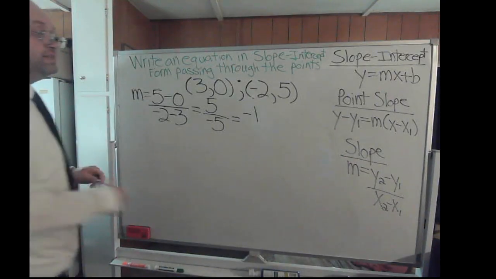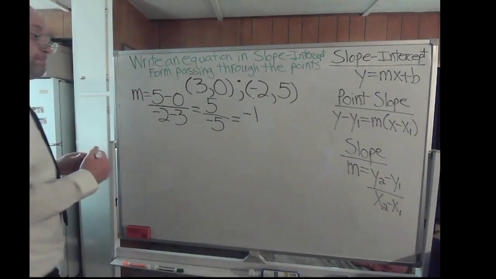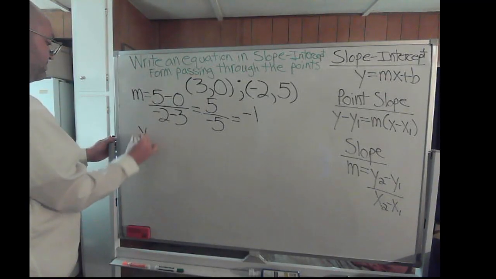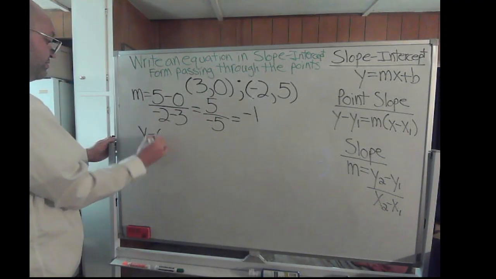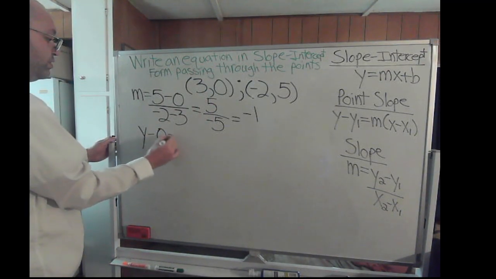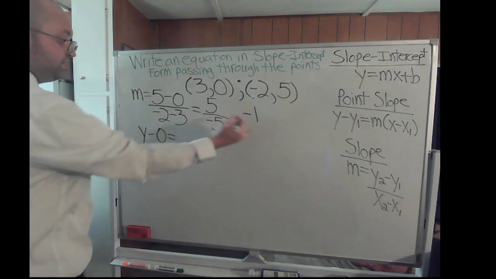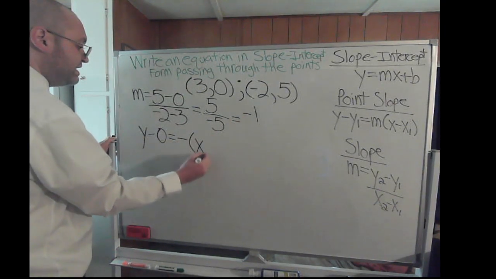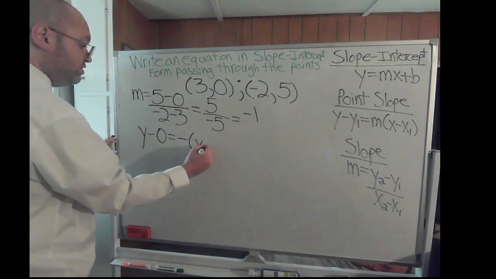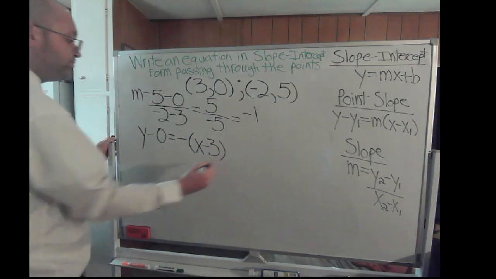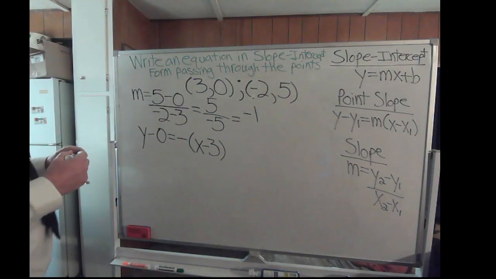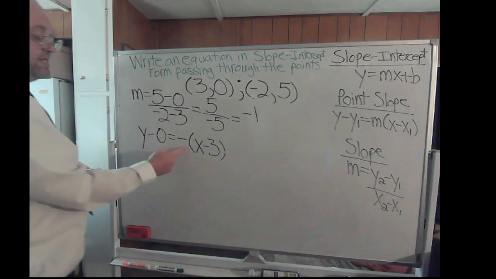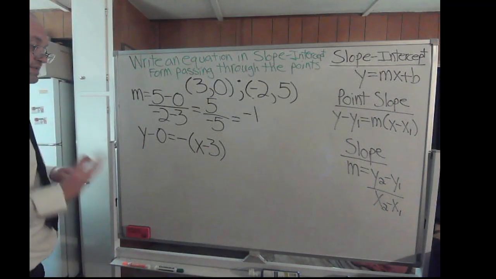Now we need to find the point slope form. So I'm going to pick the point (3, 0). Well, y minus your y sub 1, which is 0, you have y minus 0 is equal to, since the slope's negative 1, we can just put a negative sign outside of the x minus your x sub 1, which is 3. So we have in point slope form now, y minus 0 equals negative of the quantity of x minus 3.